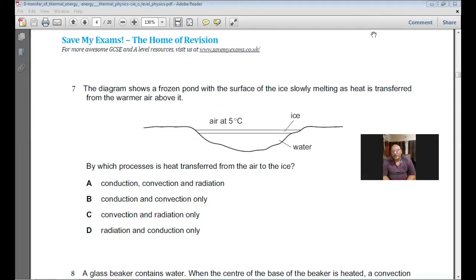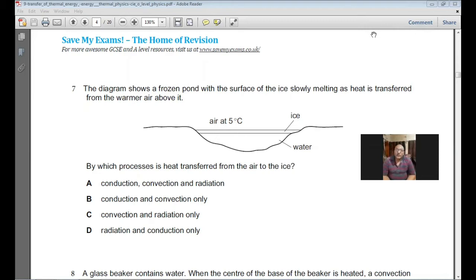The heat is transferred from the air into the ice below the air, so the only method possible is radiation. Whatever option has radiation in it can be the answer. So C and D are the options: convection and radiation only, and radiation and conduction only. By convection, the heat always travels upward, so the heat will not go downwards. Air, no doubt, is a bad conductor of heat, but a little bit of heat is conducted through the air. So radiation and conduction only.